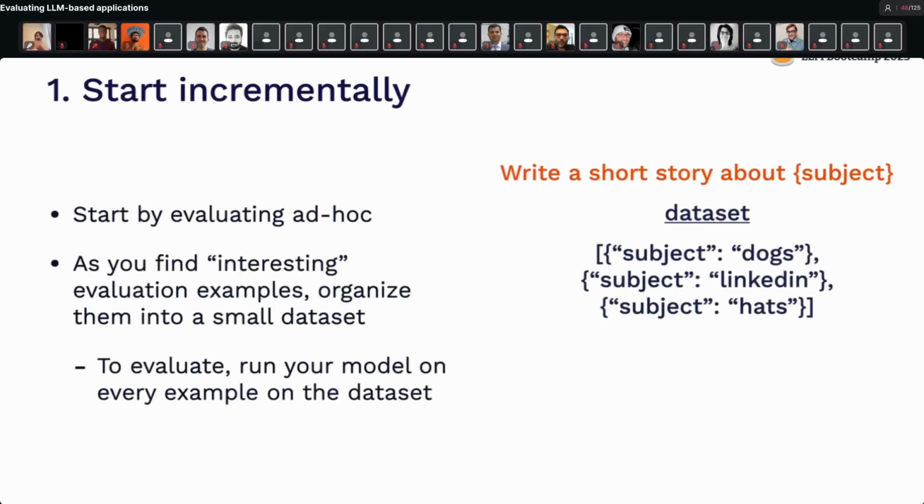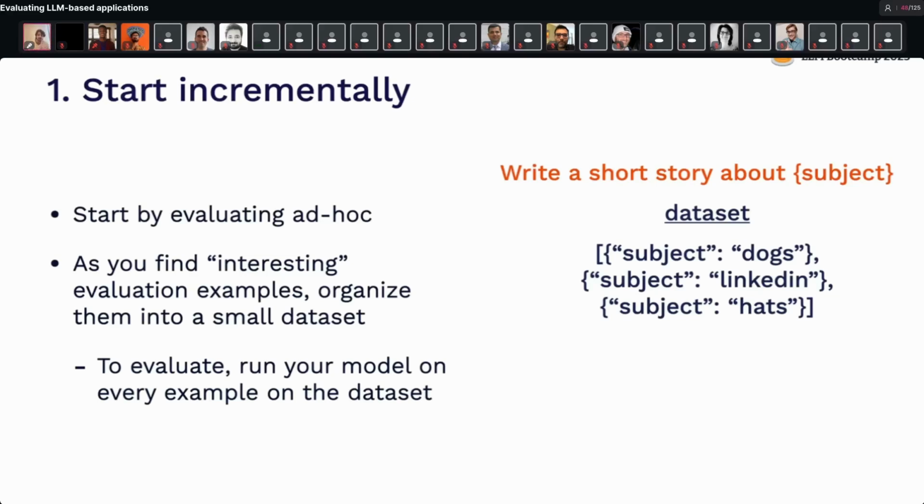Then as I try out these examples ad hoc, I'll find some ones that are interesting in some way. And interesting might mean maybe the model does a bad job on this data, or interesting also might mean this is just another way that I think a user might use this prompt that I didn't think of before.